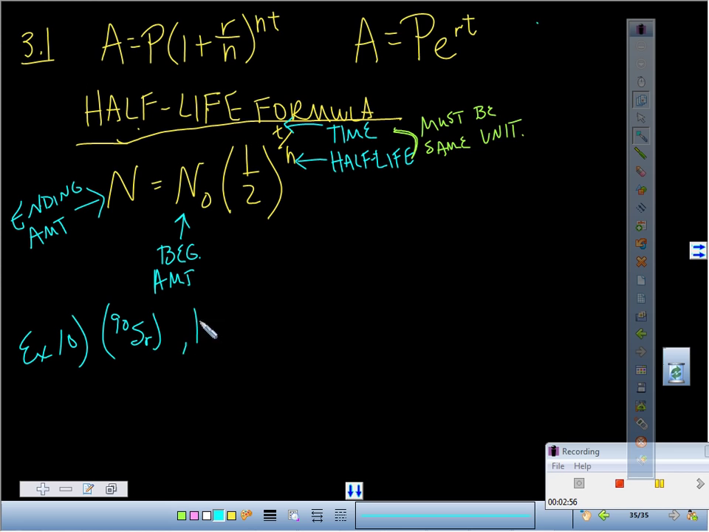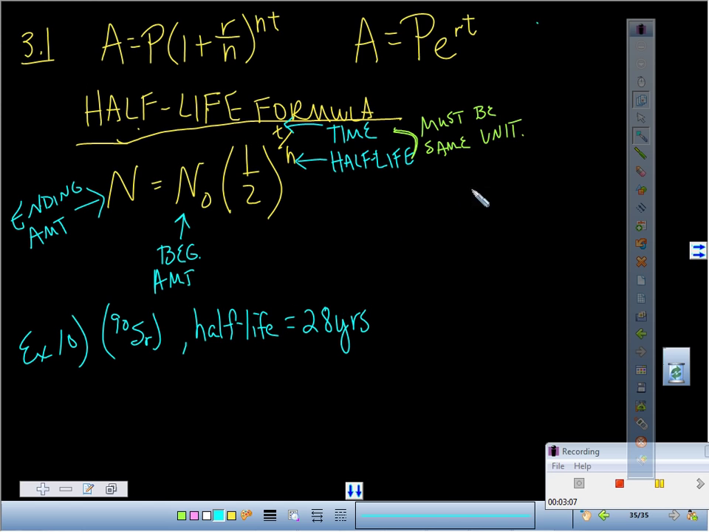Its half-life, sometimes they tell it in different ways. Its half-life is 28 years. Now, what does that mean? Its half-life is 28 years. In 28 years, half of it is going to decay, half of it's going to be gone.